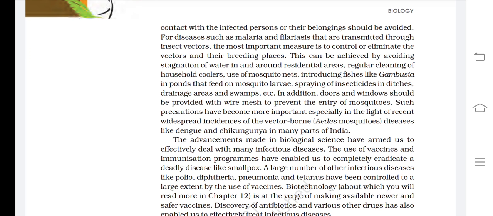This can be achieved by avoiding stagnation of water in and around residential areas, regular cleaning of household coolers, use of mosquito nets, introducing fishes like Gambusia in ponds that feed on mosquito larvae, spraying of insecticides in ditches, drainage areas and swamps, etc. In addition, doors and windows should be provided with wire mesh to prevent the entry of mosquitoes. Such precautions have become more important, especially in the light of recent widespread incidences of vector-borne diseases like dengue and chikungunya, spread by Aedes mosquitoes, in many parts of India.